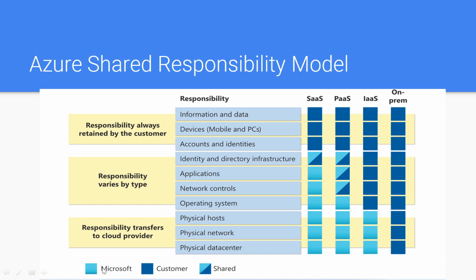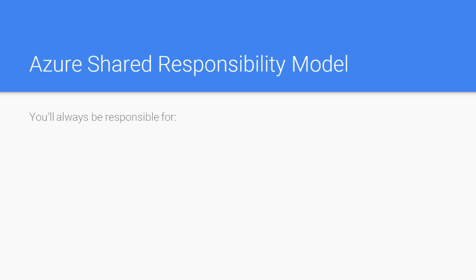Okay, so you can see the blue here, which means that it is Microsoft's responsibility. On-premise, of course, everything is the customer's responsibility. After all, it is their own hardware, their own data center, their own network. You will always be responsible for the information and data stored in the cloud.